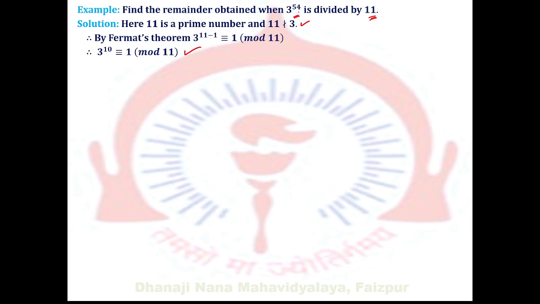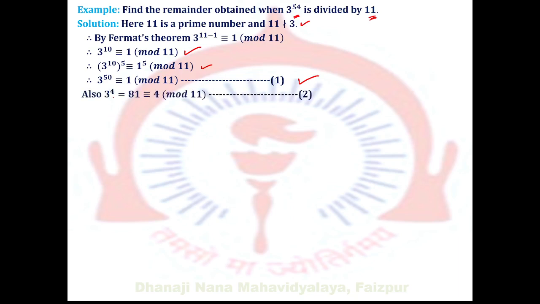Now we require 3 raised to 54. So we take the fifth power on both sides. Therefore 3 raised to 10 raised to 5 is congruent to 1 raised to 5 modulo 11. So from that we have 3 raised to 10 raised to 5 means it is 3 raised to 50 and 1 raised to 5 is 1. So we get 3 raised to 50 is congruent to 1 modulo 11. Now we require 3 raised to 4 modulo 11. So we know that 3 raised to 4 is equal to 81, and modulo 11, that is if we divide 81 by 11, then the remainder is 4, because 11 sevens are 77, 81 minus 77 is 4.